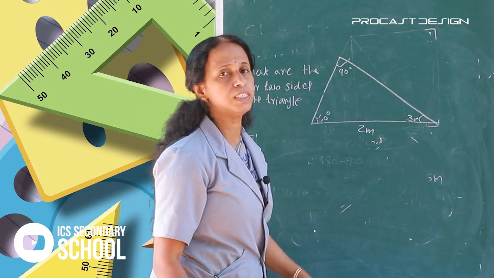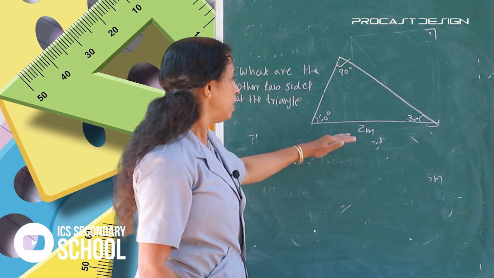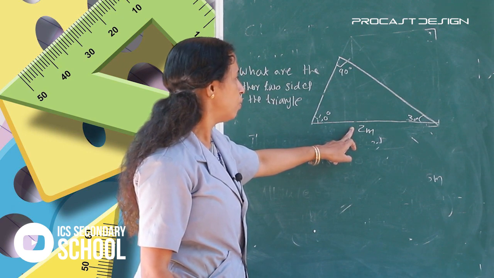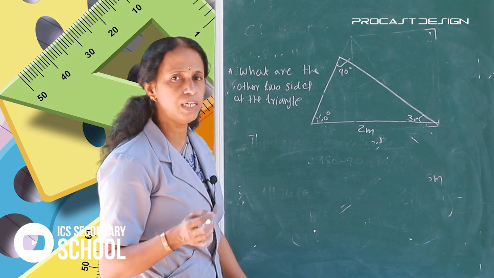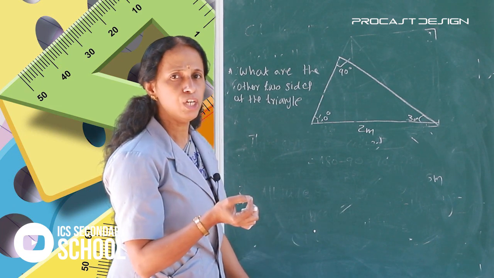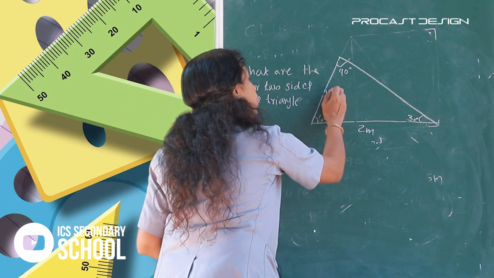Opposite of 60 degrees is the third side. Opposite of 90 degrees is the longest side. Here the longest side is given: the longest side is 2 meters. So the shortest side is equal to half of the longest side, and the longest side is equal to double the shortest side. Here, the longest side is 2 meters, so the shortest side is equal to 1 meter.